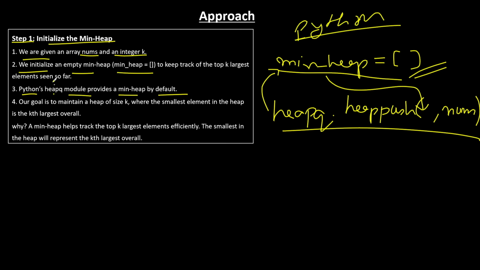Now our goal is to maintain the heap size of k, where the smallest element in the heap is the kth largest overall. A min heap helps to track the top k largest elements efficiently. The smallest in the heap will represent the kth largest overall. I'm saying this line again and again so that it goes into your mind how the intuition is working. Otherwise, it will be difficult for you to understand.